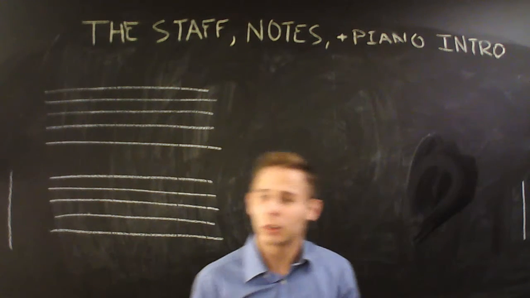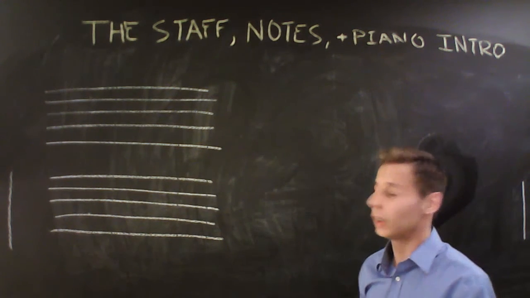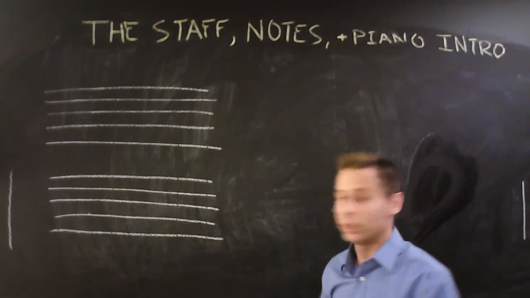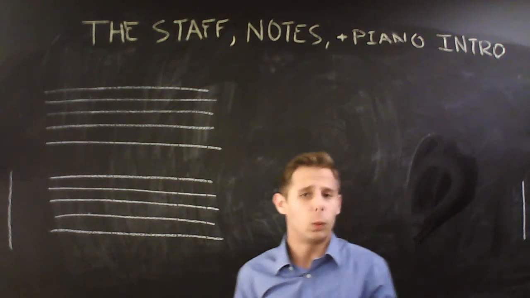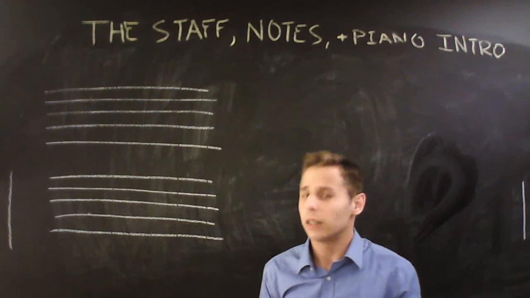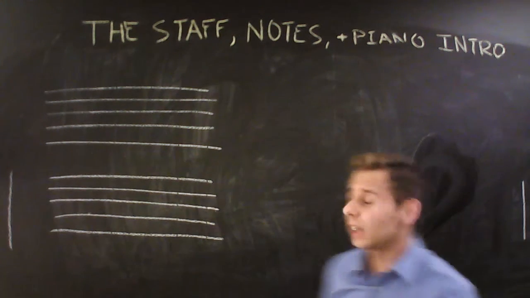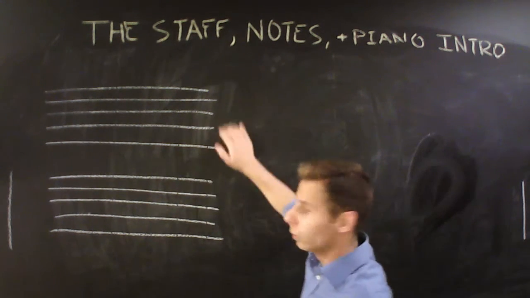Alright, so quite simply, we're going to start off with the most essential piece of music, the staff. Without the staff, we wouldn't be able to know what notes to play. So let's look at a few aspects of the staff. A staff is simply 5 lines and 4 spaces.